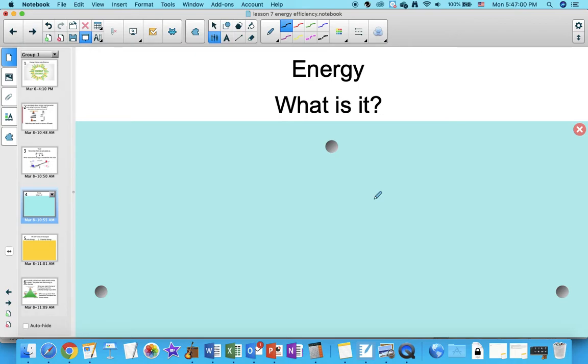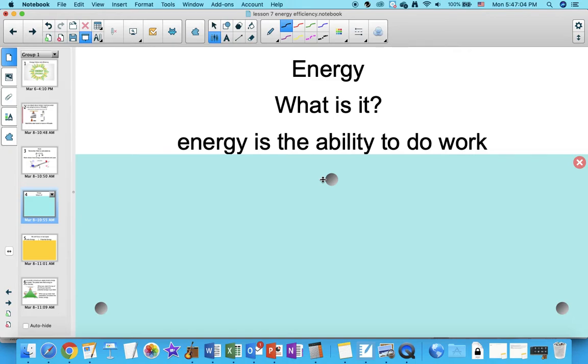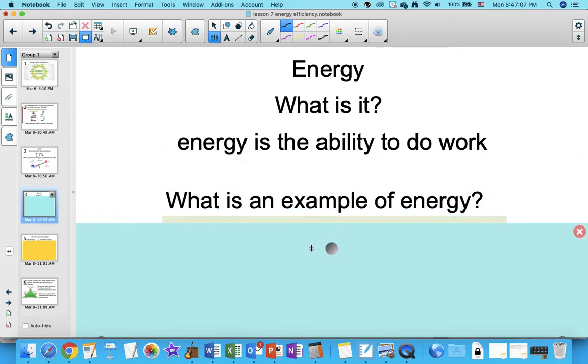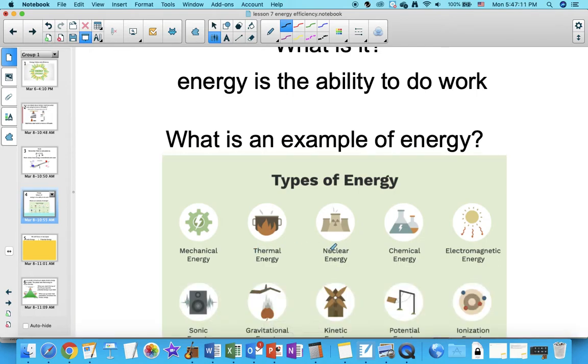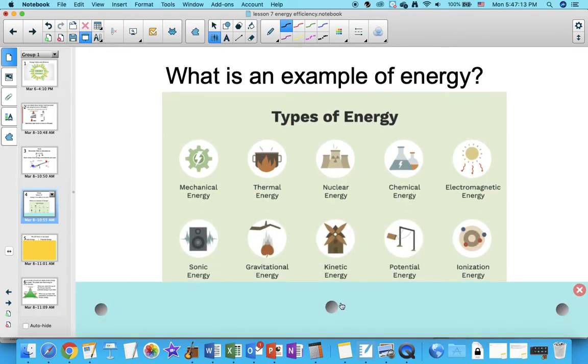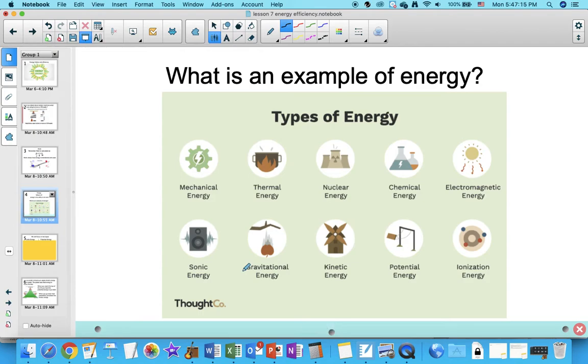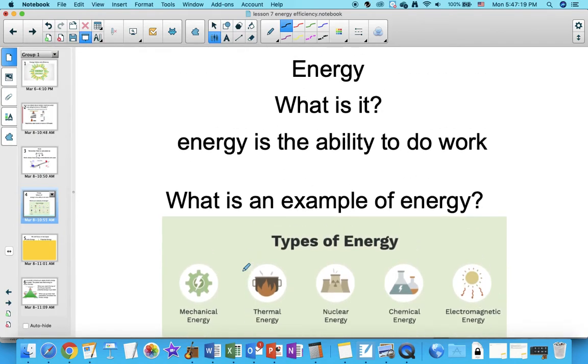So energy, what is it? Well, energy is the ability to do work. So an example of energy would be mechanical energy, thermal energy, nuclear, chemical, electromagnetic, right? There are many different types of energy, and they can all do work. They can all move something or change something a certain amount.